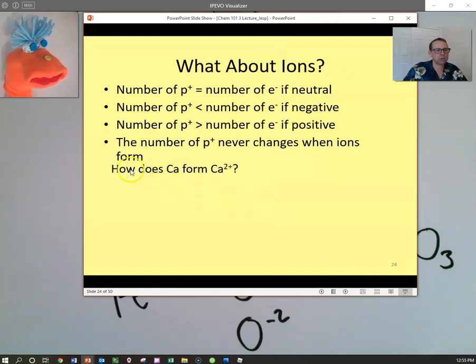All right, so how does calcium form a calcium +2 ion? What happens when calcium forms a +2 ion?